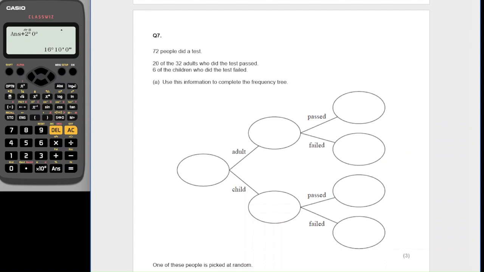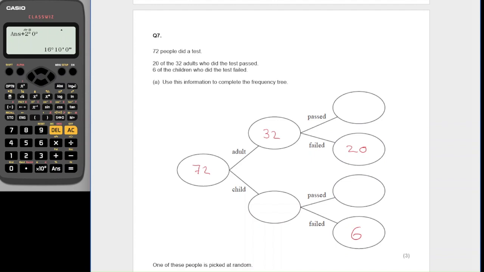So 72 did the test. So 72 would go there. 20 of the 32 adults who did the test failed. So 32 would go there. 20 would go there. And then 6 of the children who did the test failed. That's extracting the information. Then I can start working out my other values.